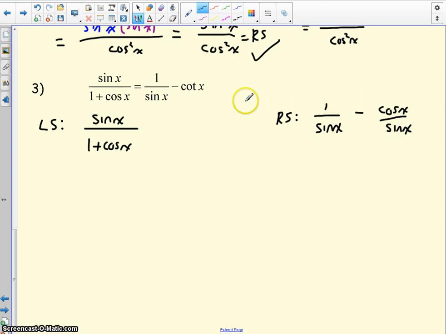Okay, because remember, tan x is sine x over cos x, so cotan x will be the reciprocal, cos x over sine x.